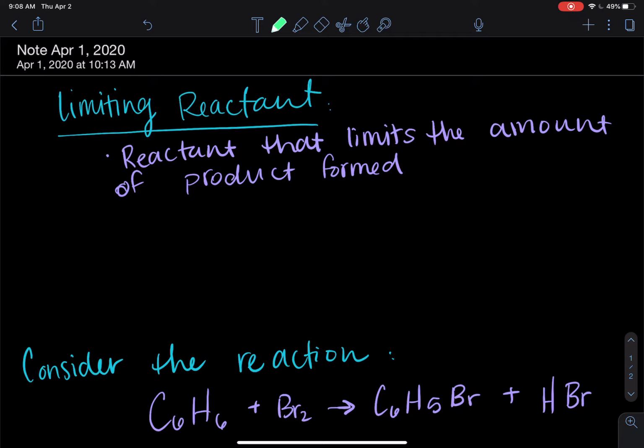So the limiting reactant is, whenever you put those two reactants together, A and B, you will get a certain amount of product. The limiting reactant is basically the one that runs out. It's the one that limits the amount of product being formed. So when it runs out, you can't make any more product no matter how much of the other reactant you have left, okay?